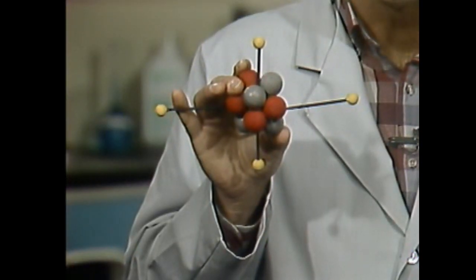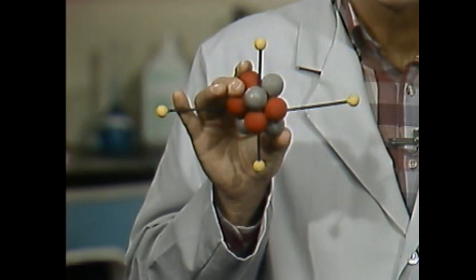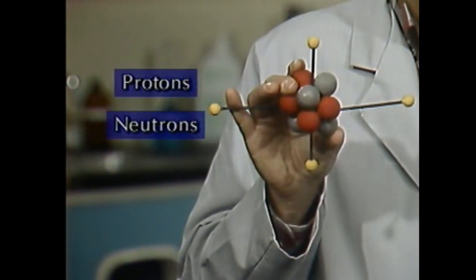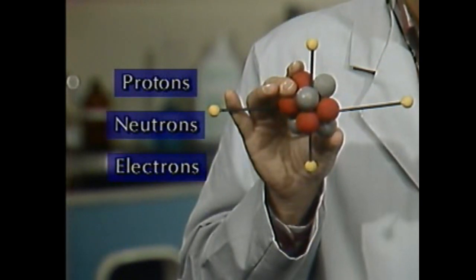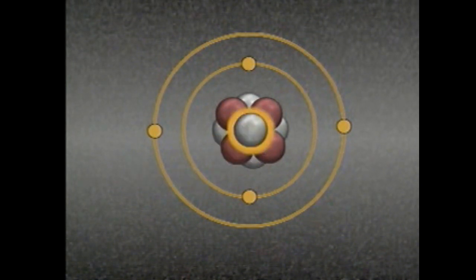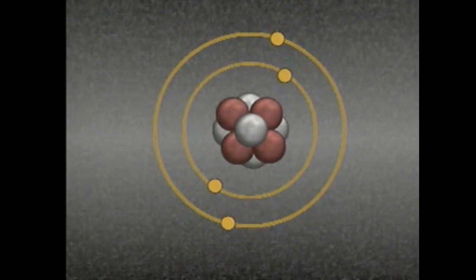Even though an atom is the smallest part of an element, atoms can actually be broken down further into particles called protons, neutrons, and electrons. A proton is a positively charged particle. Protons are found in the nucleus or center of an atom. Neutrons are neutral. They don't have a charge. An electron is a negatively charged particle. Electrons orbit the nucleus of an atom.